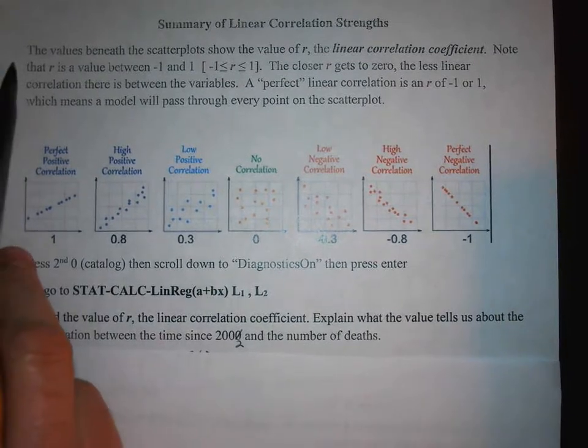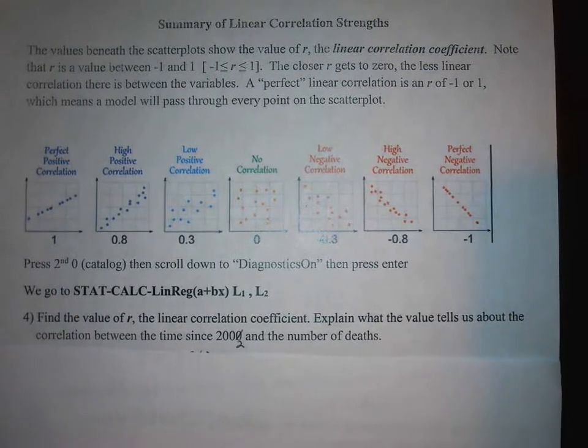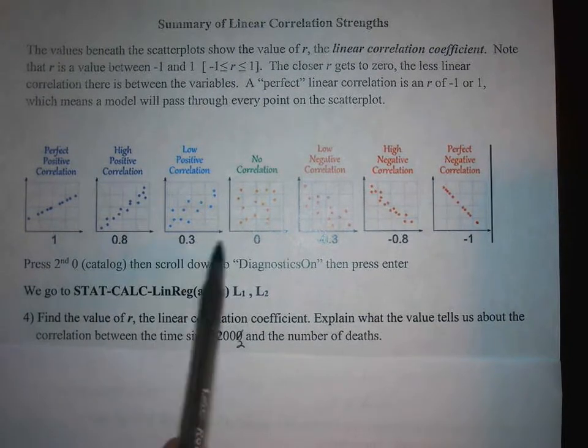Okay, so the values beneath the scatter plots show the value of R, which is called the linear correlation coefficient. Note that R is a value between -1 and 1. The closer R gets to 0, the less linear correlation there is between the variables. A perfect linear correlation is an R value of -1 or +1, which means the model will pass through every point on the scatter plot. Okay, so the R values are these numbers below each of the graphs.